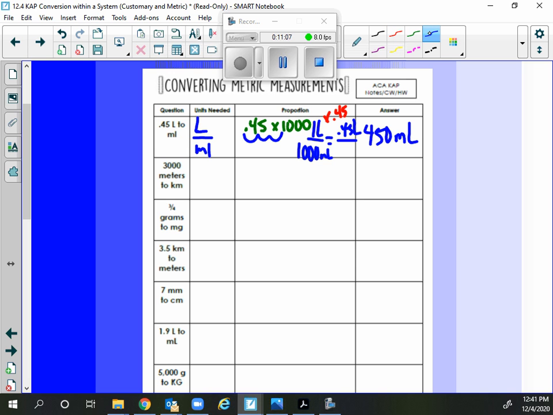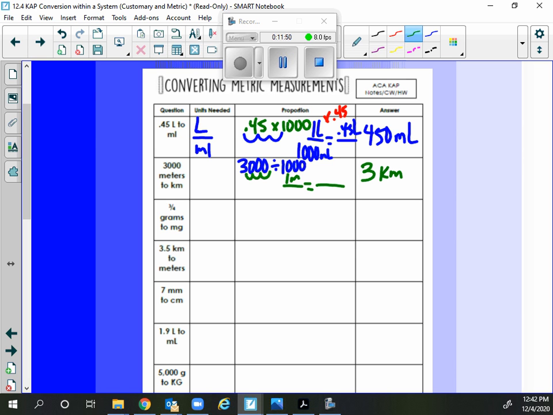The next one is 3,000 meters to kilometers. So when we go from meters to kilometers, our units are getting bigger to go to kilometers, so there's going to be less of what we've got. So essentially, we're going to take 3,000 meters, we're going to divide it by 1,000 to go out to kilometers. Okay, that conversion can be found on the reference page. So when we do that, we're essentially just moving our decimal over to the left 3 places, and we're going to have 3 kilometers.